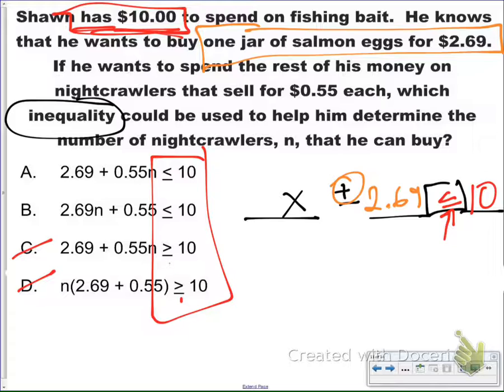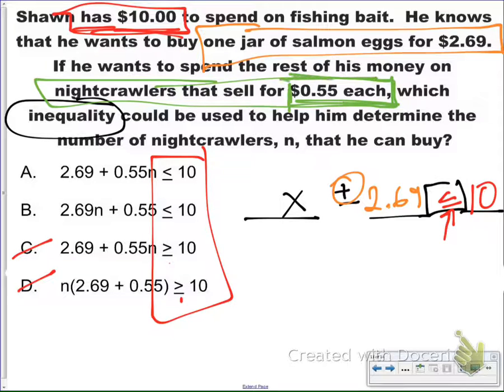Well, if I look at my night crawlers, they sell for 55 cents each. That means if I buy one, I pay 55 cents. If I buy two, I pay $1.10. If I buy three, I pay $1.65. That means I am multiplying that one. Because I'm multiplying that, there's my number that goes with my x being multiplied. So now I've been able to build my inequality here.